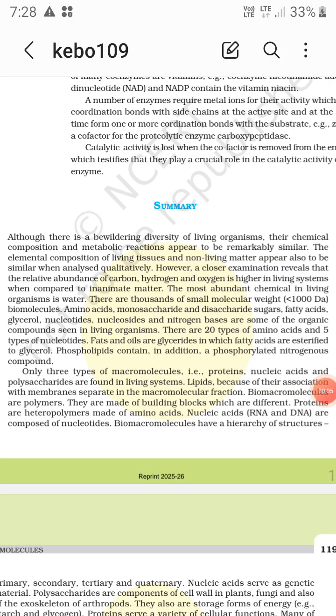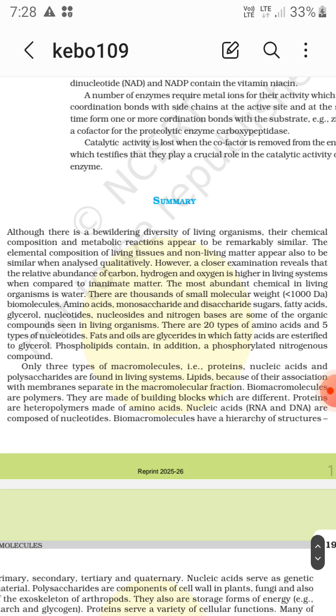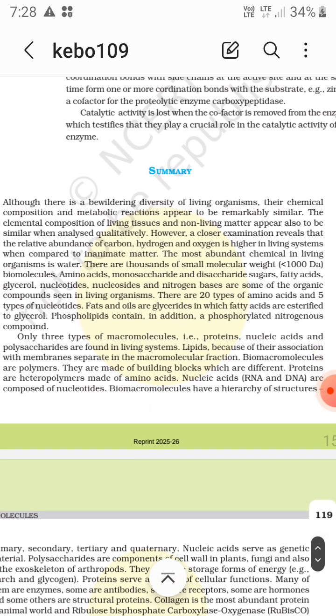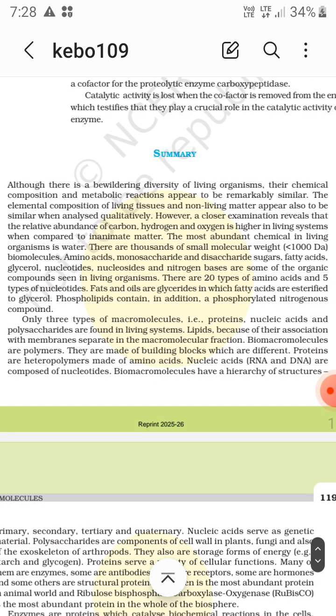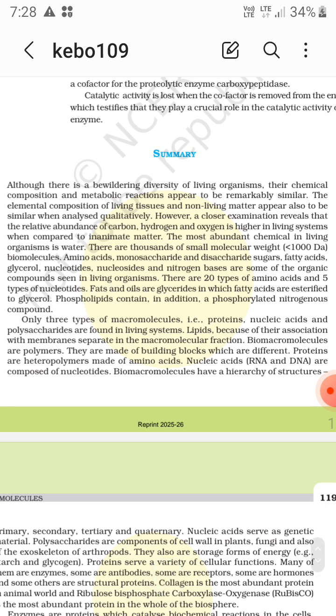So the summary of biomolecules: although there is a bewildering diversity of living organisms, their chemical composition and metabolic reactions appear to be remarkably similar. The elemental composition of living tissues and non-living matter appear also to be similar when analyzed qualitatively.